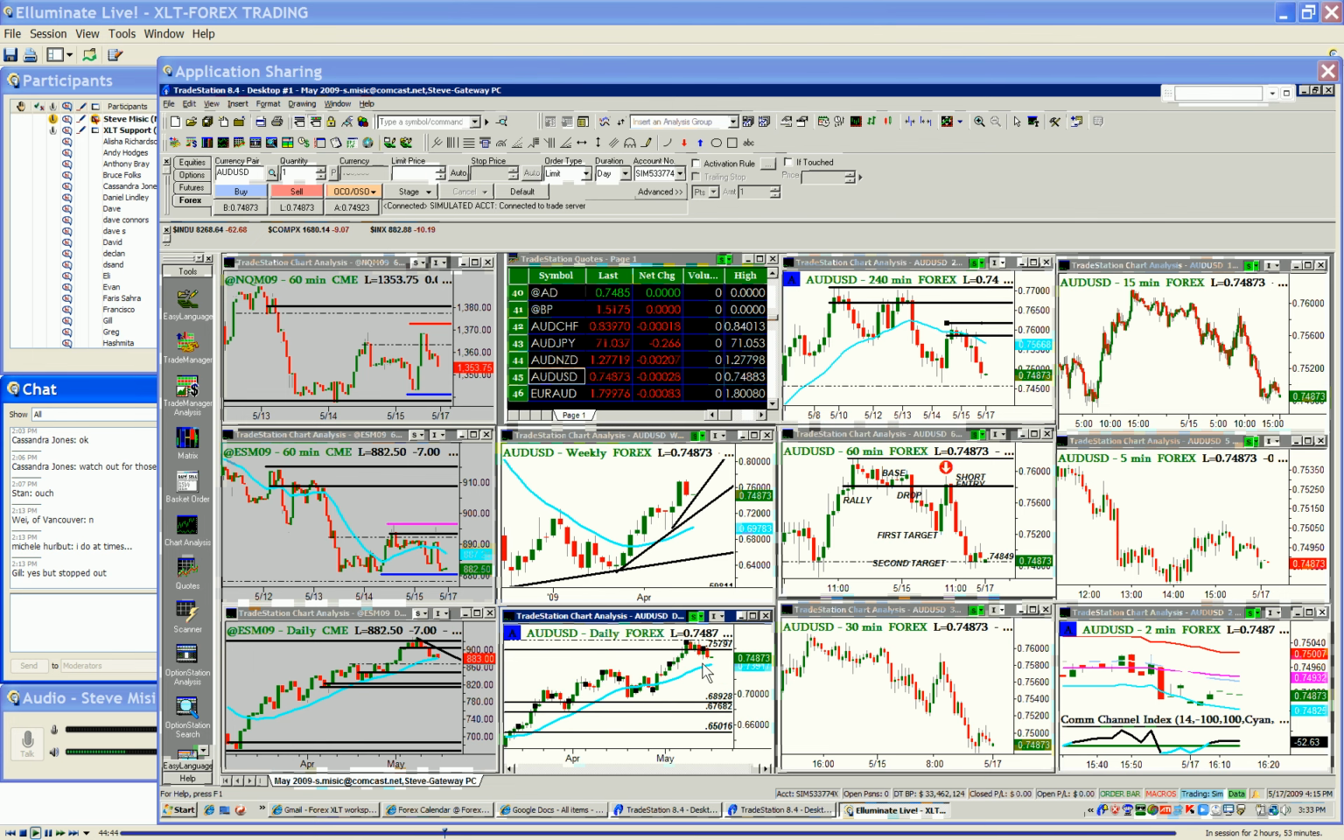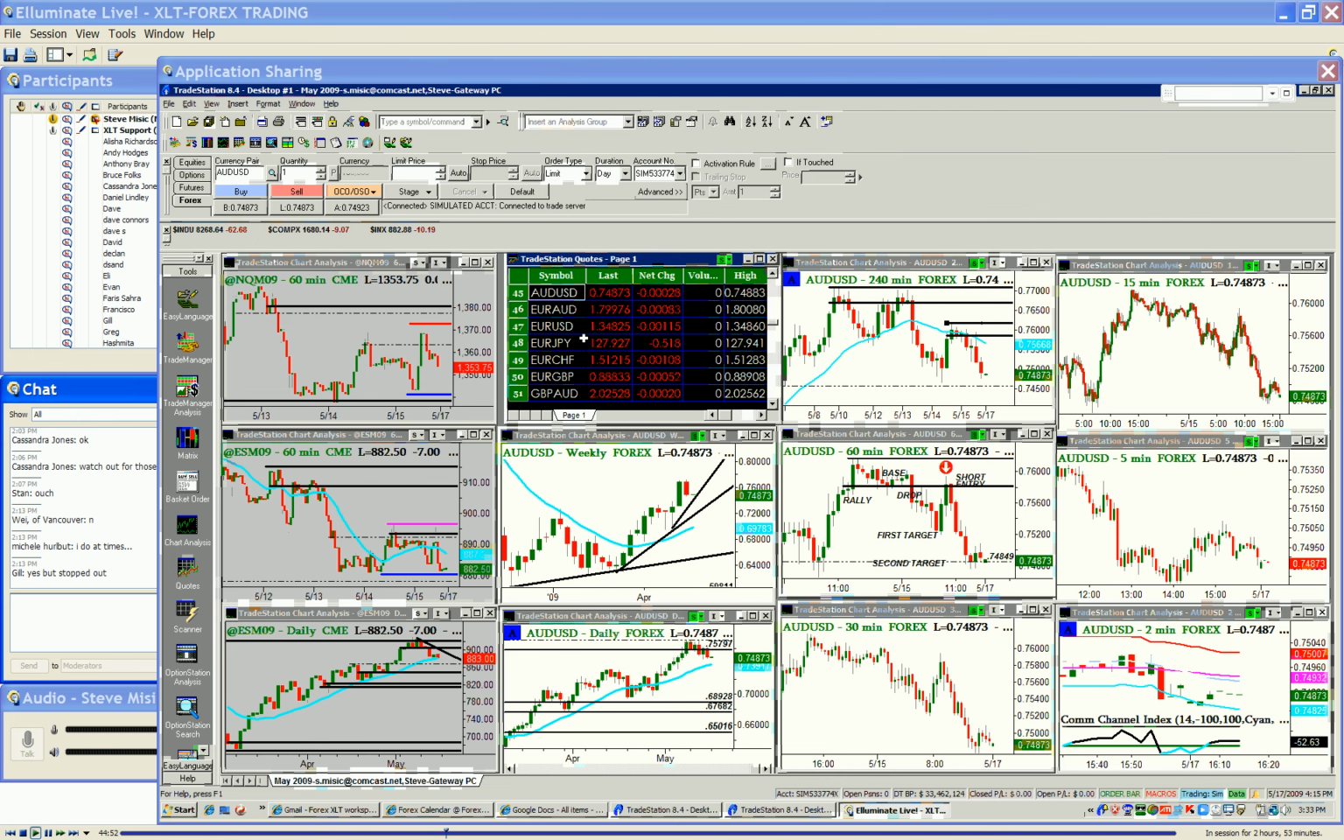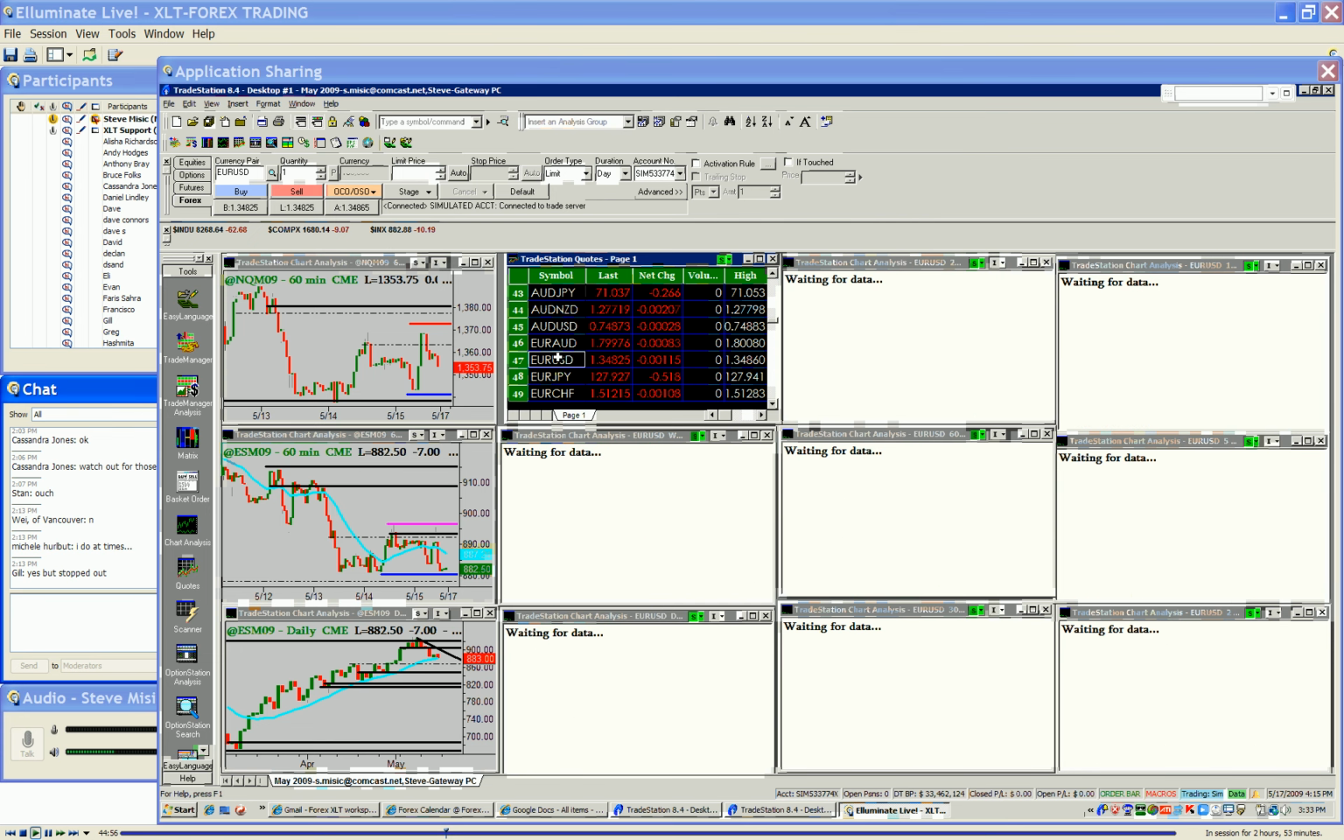Nothing wrong with the uptrend, but just a little bit of minor profit taking going on. We'll see. Okay. All right. Let's look at our euro currencies now. Start with the euro versus the dollar, the major one. Just open for business.